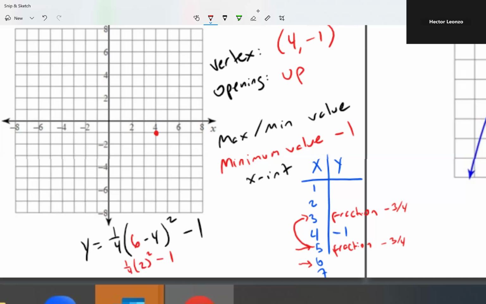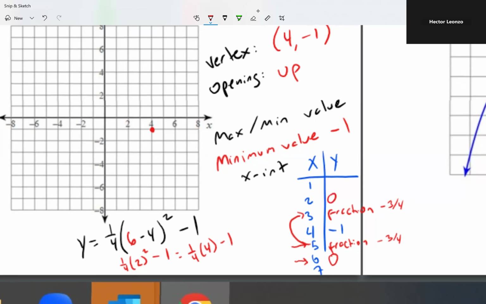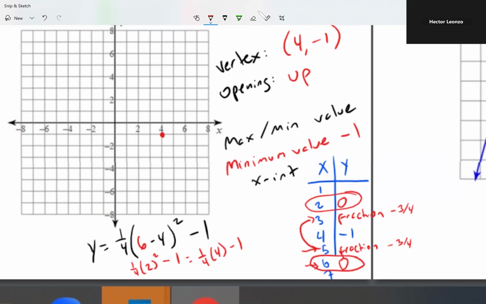Oh, okay. So we're looking at something here. 1/4 times 4 minus 1. Okay, 1/4 times 4 is 1, minus 1 is 0. So it gives me a 0 here and a 0 here. I found my x-intercepts. My values are 2 and 6.